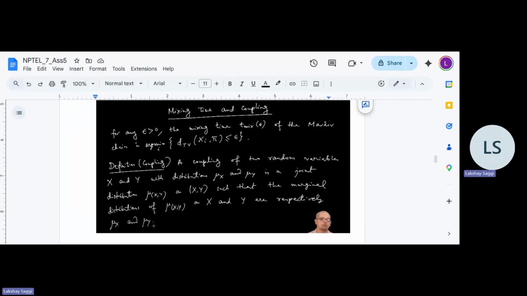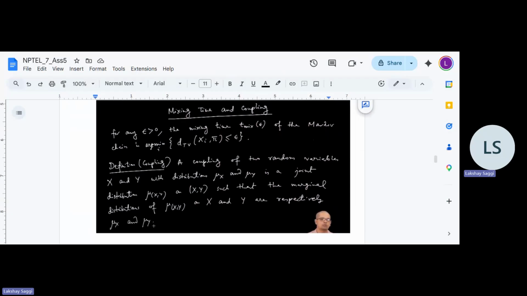So coupling of random variables is nothing but, suppose you are given two random variables x and y with distributions mu x and mu y, and now you couple them, or essentially you make a joint distribution out of them, mu x y or x comma y, such that the marginal distributions of mu xy are x and y respectively. So what are marginal distributions? I hope you know what marginal distributions of probability are.